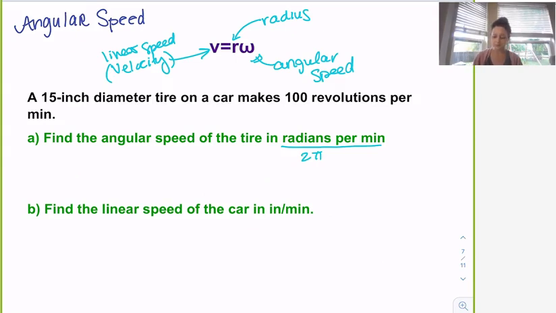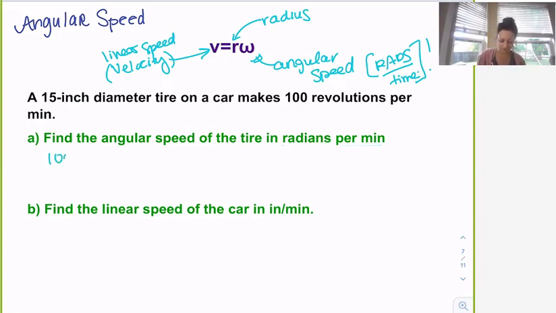Okay, remember that when we were looking at S equals R theta, theta had to be in what? Do you remember? Theta had to be in radians. So similarly here, your angular speed has to be in radians per some unit of time, if we want to use this formula, okay? So part A is asking us to convert 100 revolutions per minute to radians per minute. Okay, so let's try that.